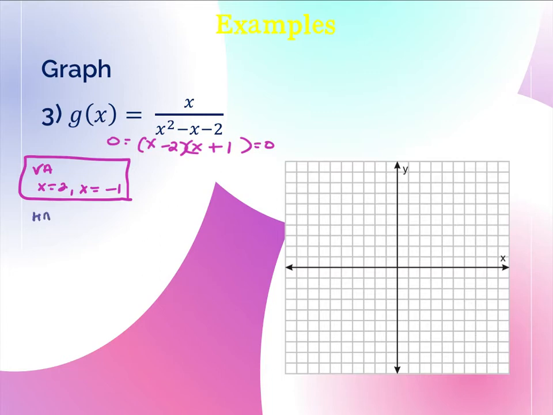Horizontal asymptotes. What's the relationship between the number in the highest power on the top, which is 1, and the bottom, which is 2? Less than. So what happens when it's less than? Y equals 0. Good.